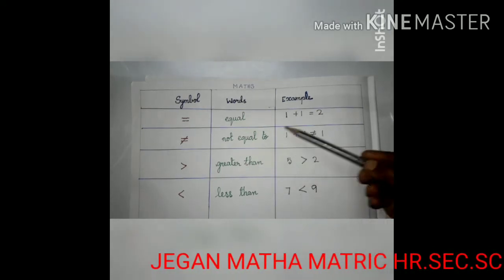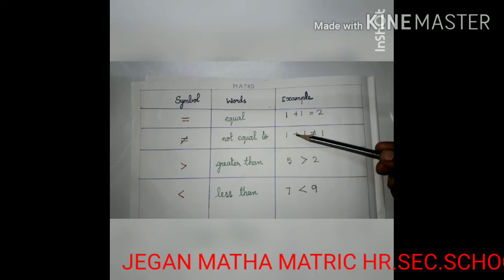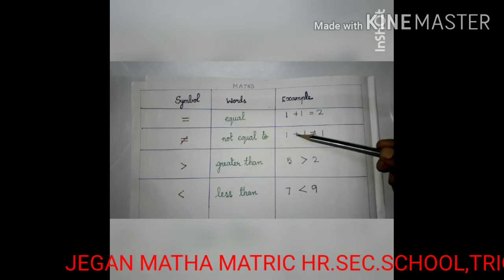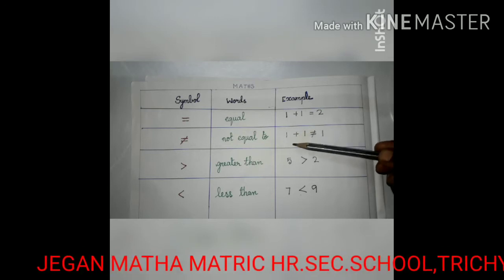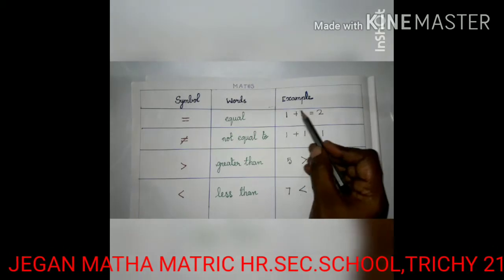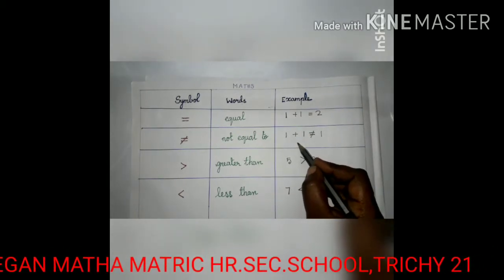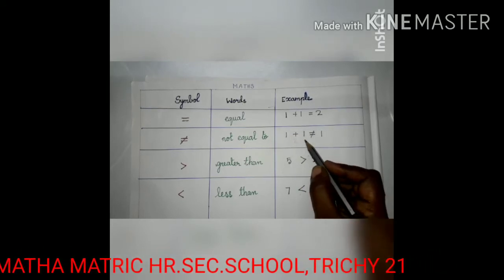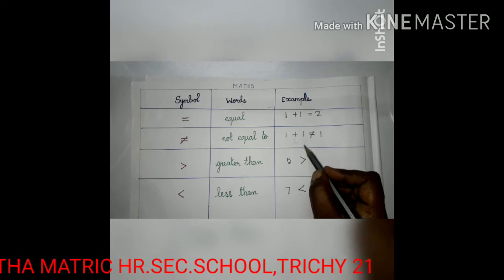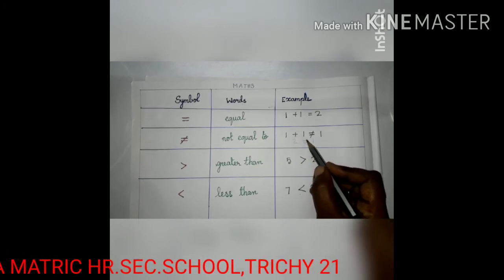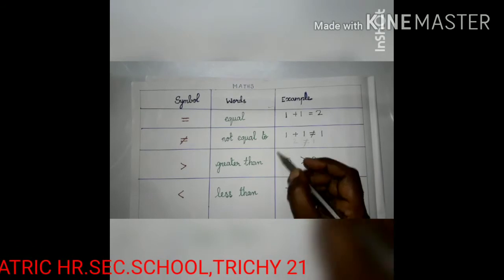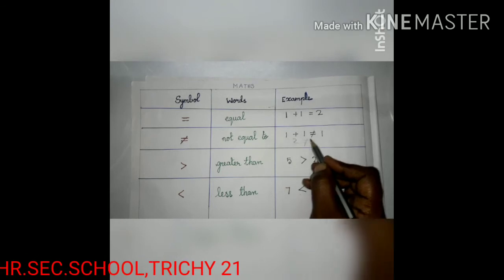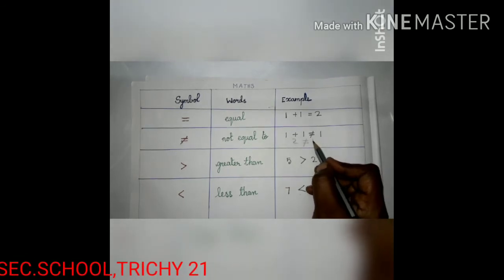Then, I give one example here. See here. 1 plus 1 is not equal to 1. See here, 1 plus 1. What is the value of this? 2. Okay. 1 plus 1 is 2. Is not equal to 1. What is the value of this 1 plus 1? 2. Okay. Then not equal to 1.